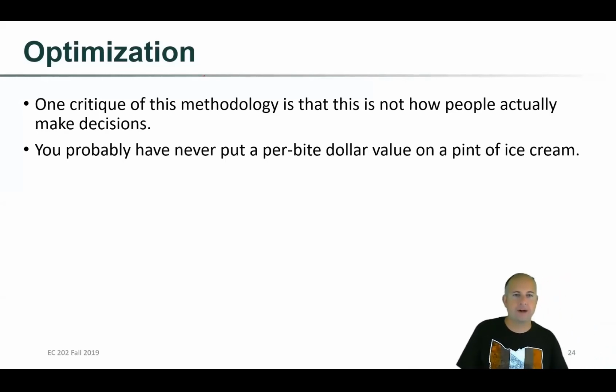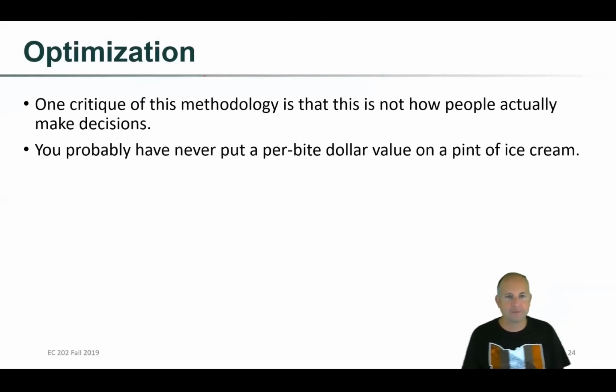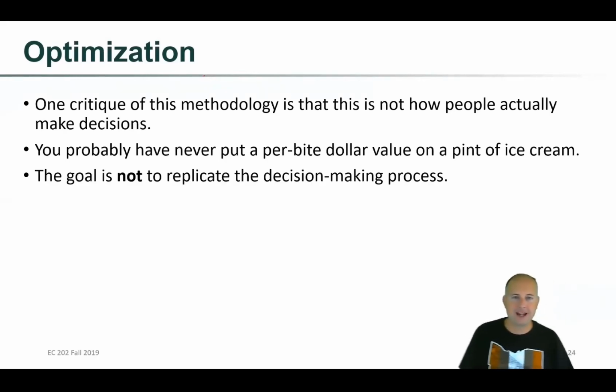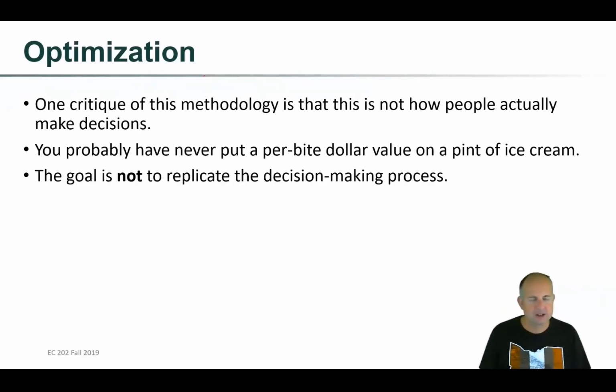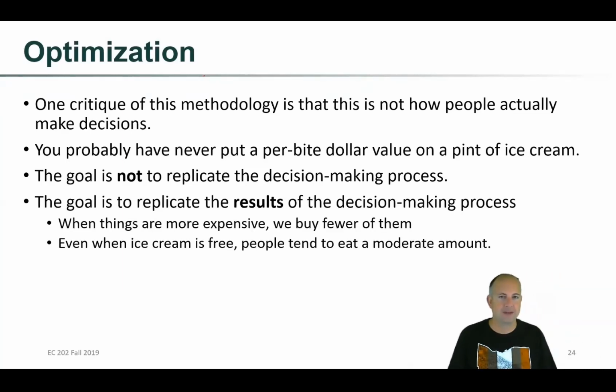One of the things that I want to emphasize, and this is something that you'll see throughout economics, and if you're fortunate enough to go to graduate school, this will be something you think about a lot. The goal is not to replicate the decision-making process. So I am not trying to suggest that this is actually how you're going to make the decision of how big of a house to buy. The goal is to replicate the results of the decision-making process.